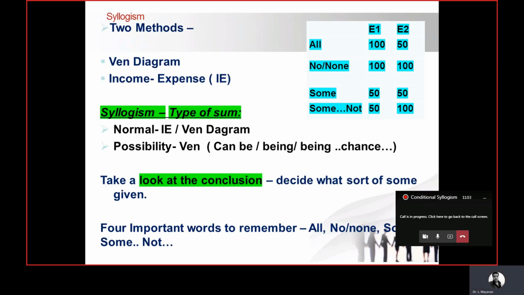How do we identify the types of sum? Either the given sum in the examination is normal or a possibility sum. If propositions contain words such as can be, being a chance of, and if any proposition consists of these words, they are said to be possibility sums. If you don't find these words, they are normal sums. As we discussed, normal sums can be worked out using the income expense method.